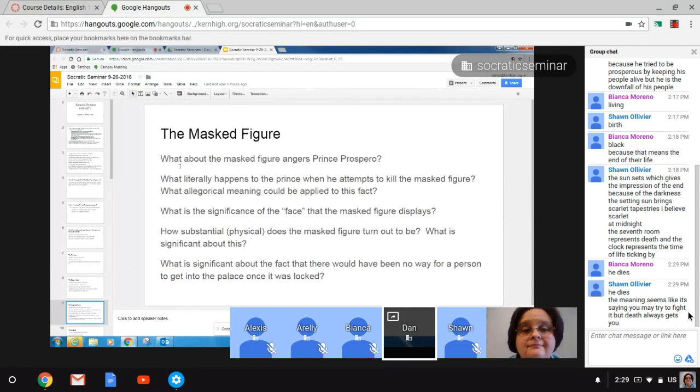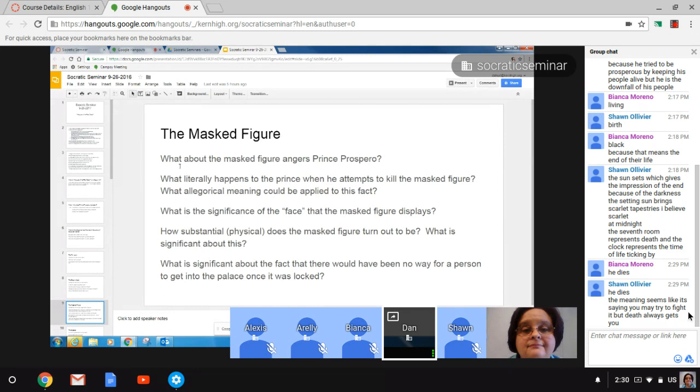So, what is the significance of the face that the masked figure displays? What does the face of the mask look like? By the way, Sean added, the meaning seems like it's saying you may try to fight it, but death always gets you. I like how you word that, Sean. Yeah, so do I. Nicely said. And that is kind of what's happening in the story here. Overall, there's the avoidance of death, the attempted avoidance of death.